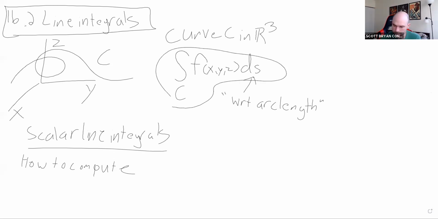So this is the integral we're computing. How do we compute it? What we do is we parameterize our curve. Often you're given a parameterization, but sometimes you need to parameterize it yourself. So we parameterize our curve C. So we use a vector function, R of t.